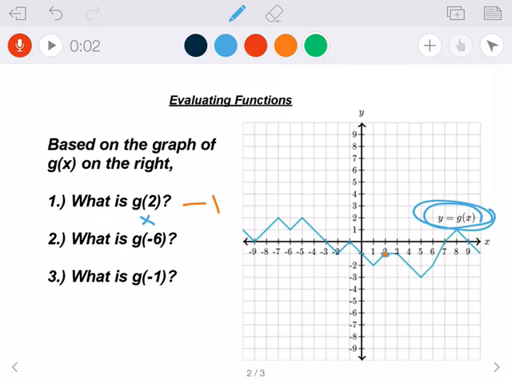In number 2, it means go to graph g. When x is negative 6, come over here to where x is negative 6. What's the y value with it? That y value is 1. And last, number 3, go to graph g. When x is negative 1, so x is negative 1 right here, what is the y value? The y value is 0.